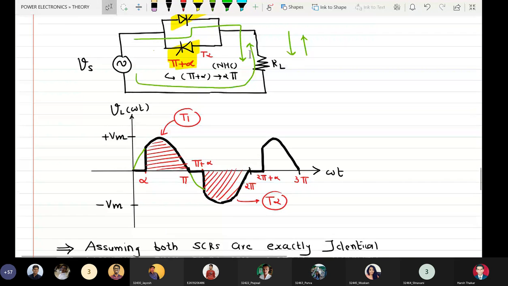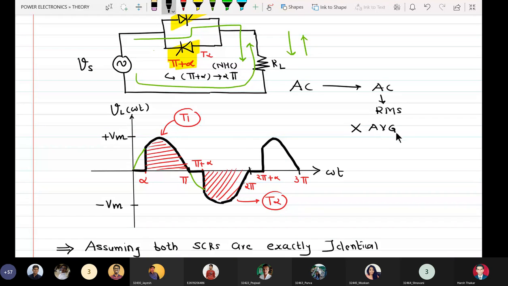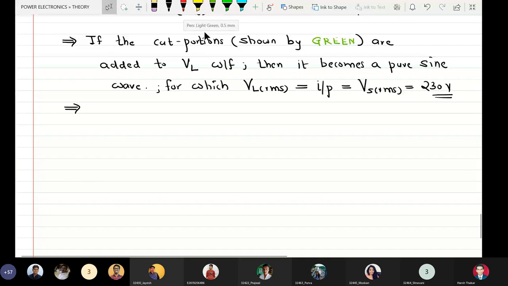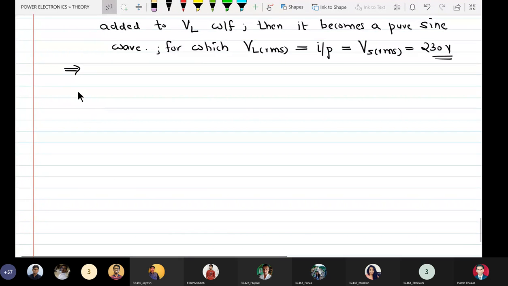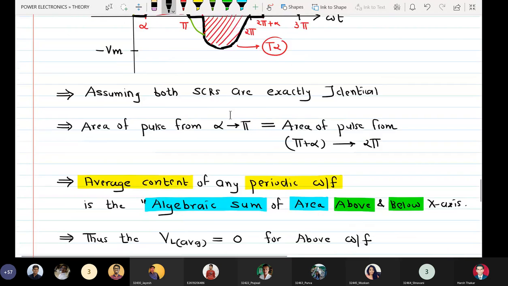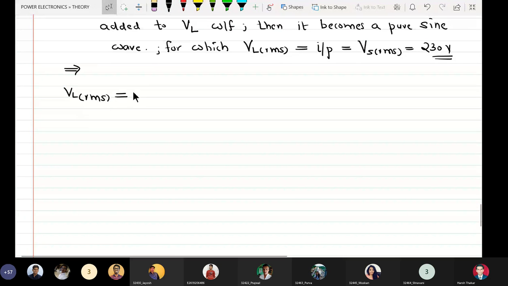So in this circuit, basically we are interested to do an AC to AC conversion, and we know that AC means RMS. That means we are not interested in the average content. Anyways, we have already discussed that the average content of this waveform is 0. So what is the expression for VLRMS of this waveform? The expression for VLRMS of this waveform is such that if I put alpha equal to 0, the value comes out to be equal to VSRMS, right? So which is that expression which will fulfill this need?